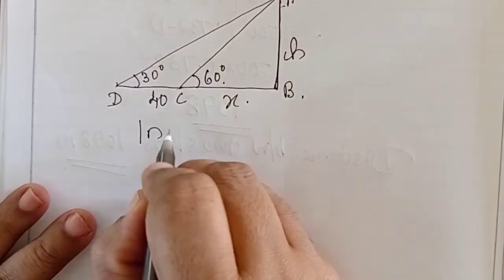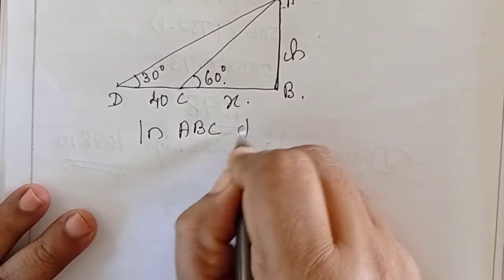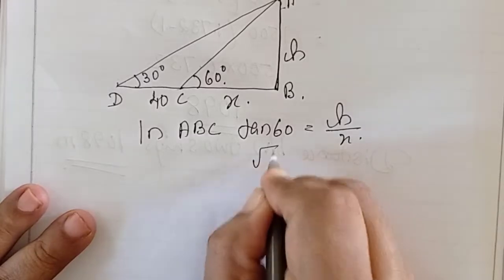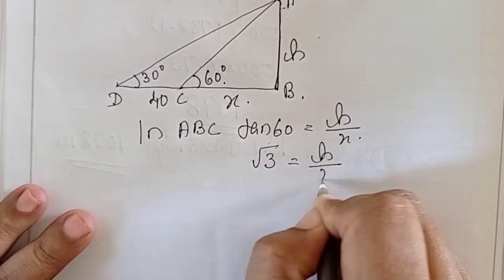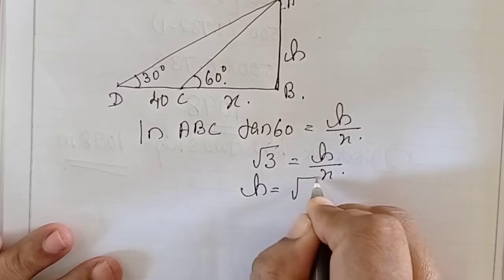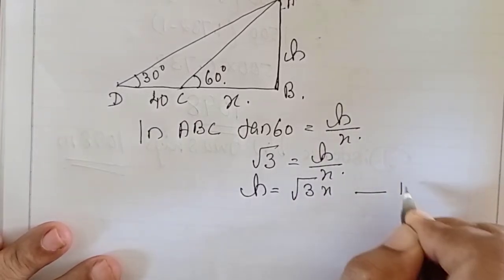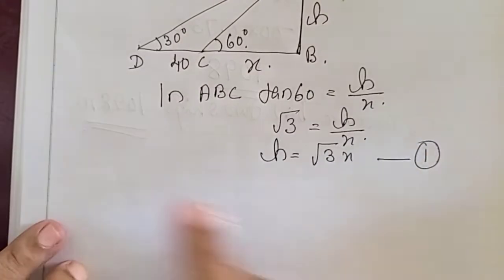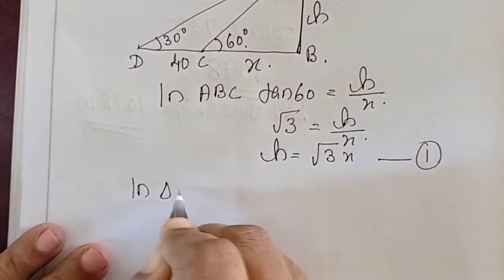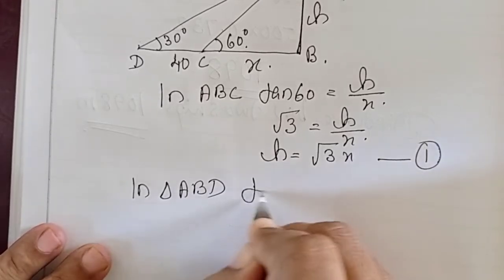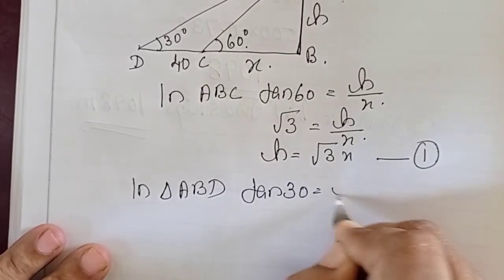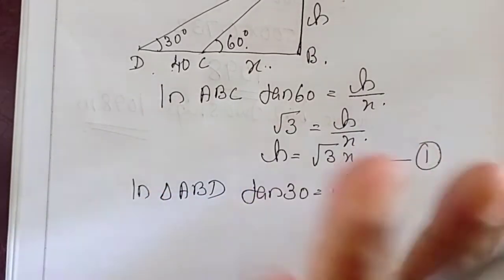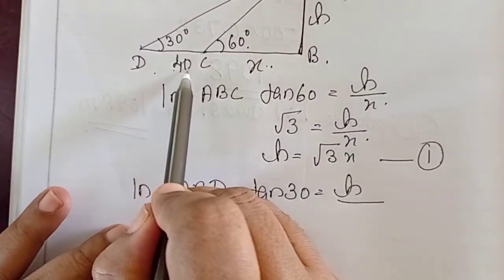In triangle ABC, tan 60 is equal to H by X. Tan 60 means root 3 equal to H by X. From that, H equal to root 3 X. Learn all these steps. Understand? Now you can take triangle ABD. Tan 30 is equal to H by, look at the board, the base is 40 plus X. Only change is this number changes.